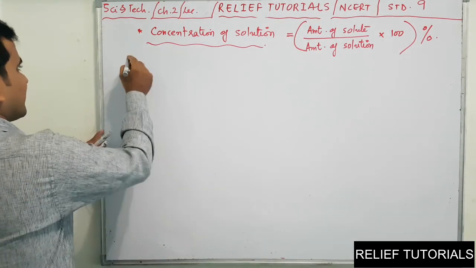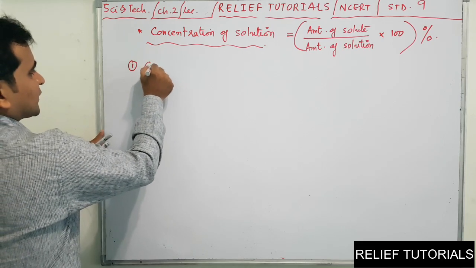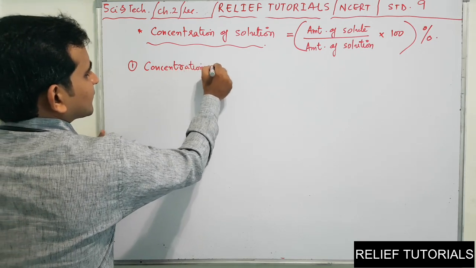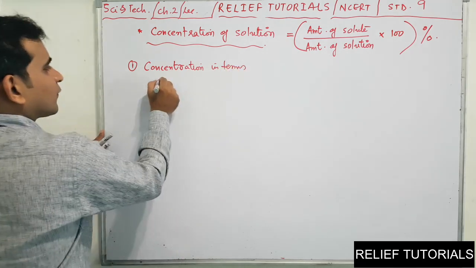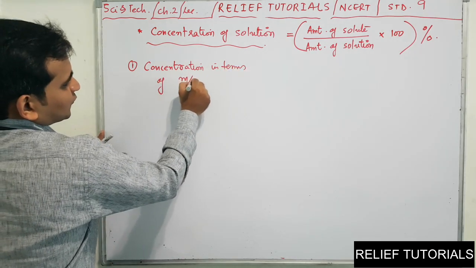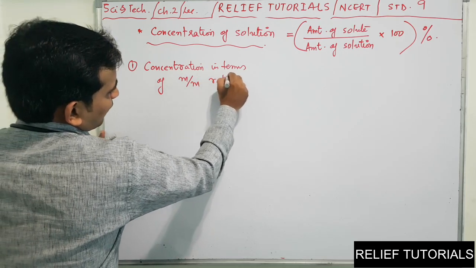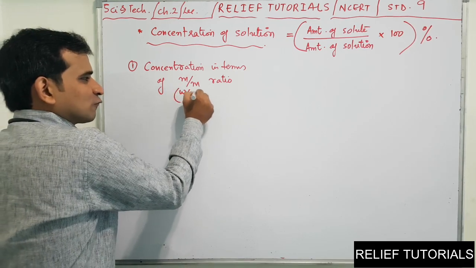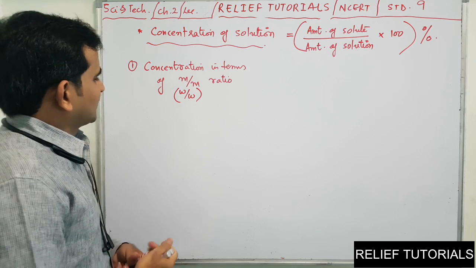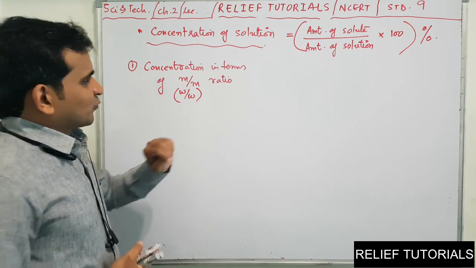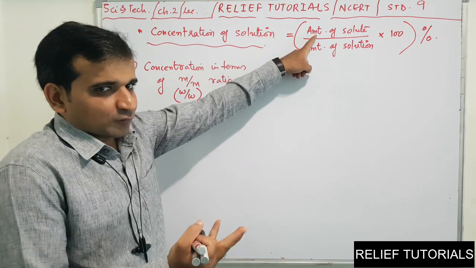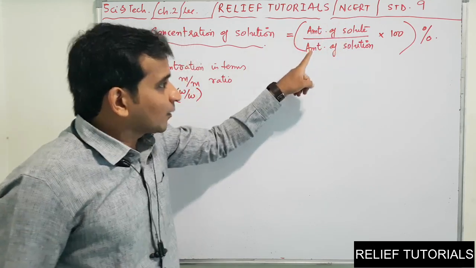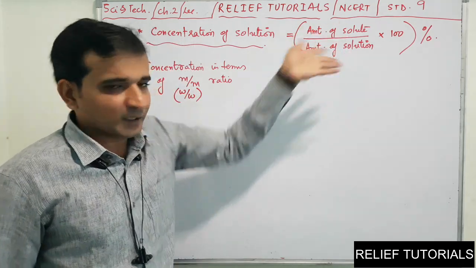First type of concentration in terms of mass to mass ratio. Mass to mass, in your textbook it is given as weight to weight. Doesn't matter, both are same. So mass to mass or weight to weight ratio means in place of amount we can write weight, means mass, of solute, which we have recently solved. Mass of solute upon mass of solution into 100.